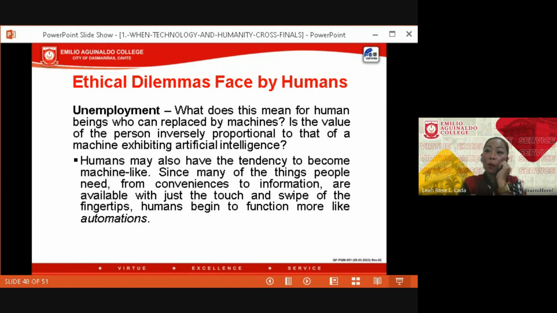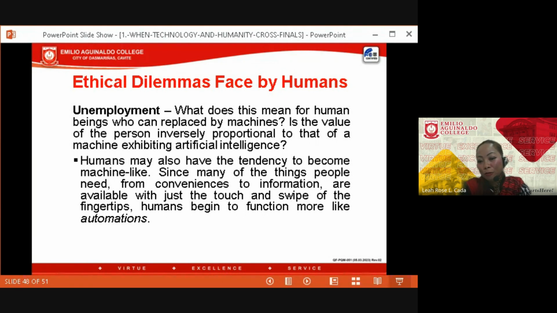After all, we are the ones who created that artificial intelligence. So I don't think the human brain would be surpassed by artificial intelligence. Okay? So humans may also have the tendency to become machine-like. Yun. Since many of the things people need for conveniences to information are available with just the touch and swipe of the fingertips. Okay, so humans also begin to function more like automations.